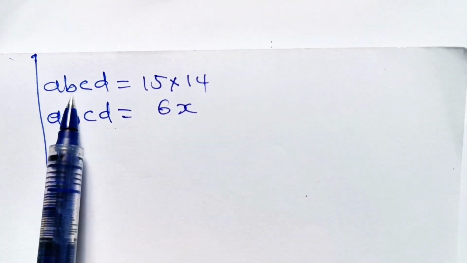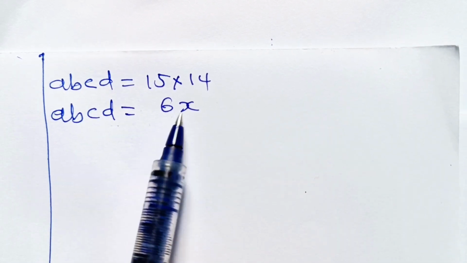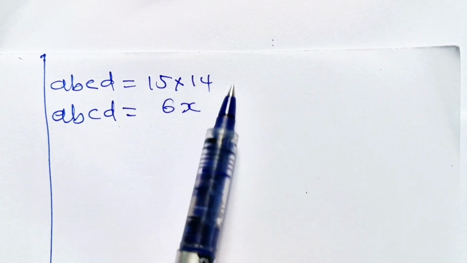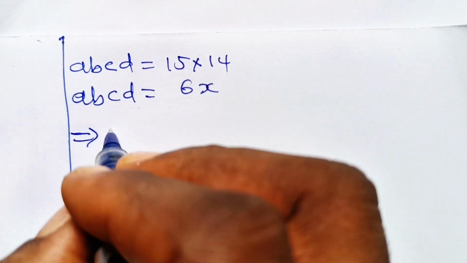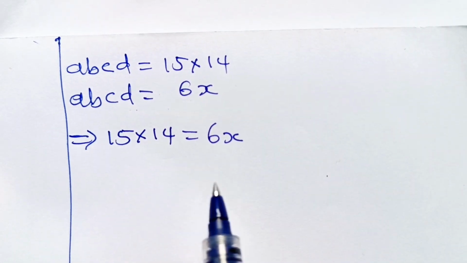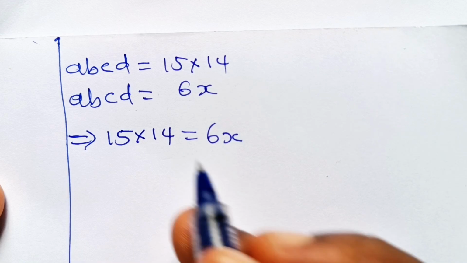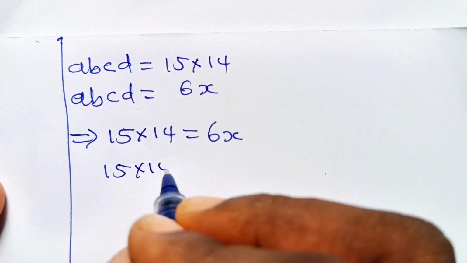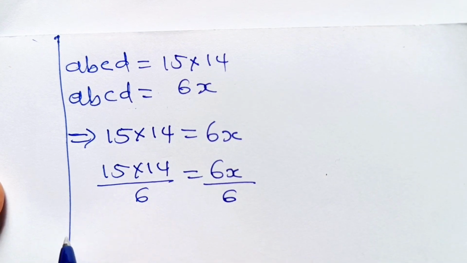Now, if ABCD is equal to 15 times 14 and ABCD is equal to 6X, it simply means that 15 times 14 is equal to 6X, right? Now we are looking for the value of X. So let's divide both sides of this equation by 6. So we have 15 times 14 divided by 6 is equal to 6X divided by 6.